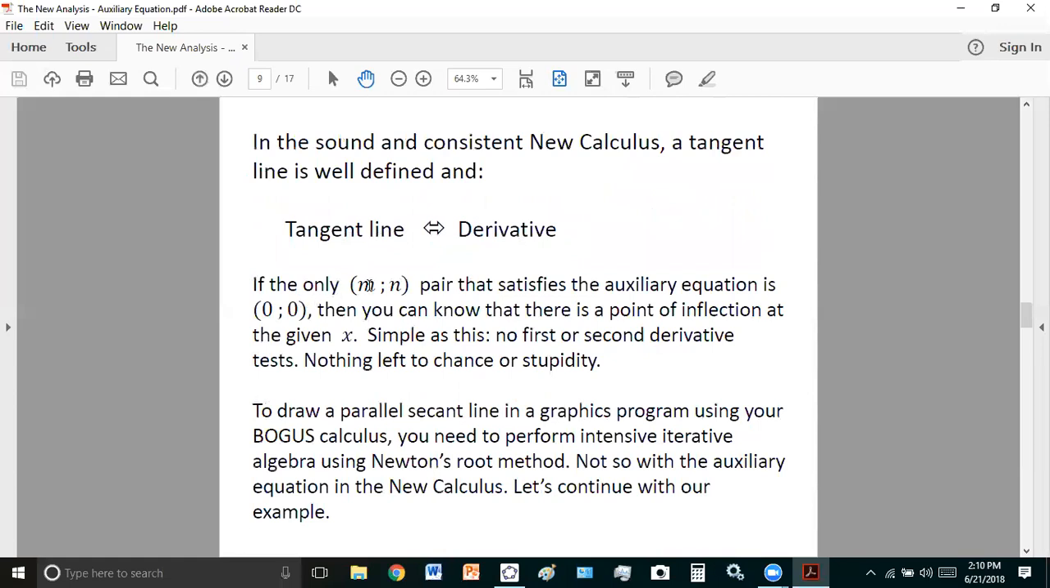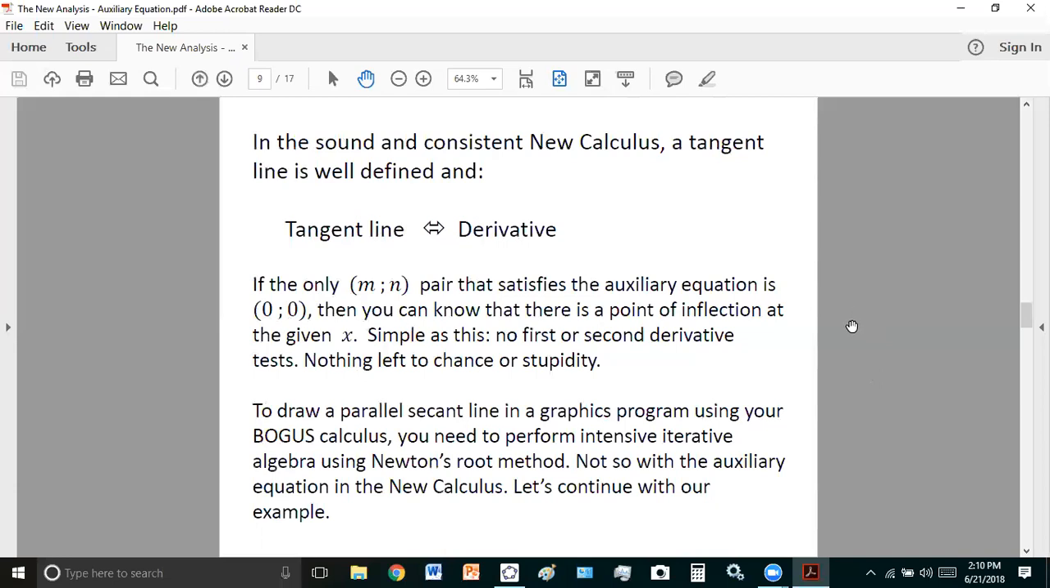If the only m, n pairs that satisfy the auxiliary equation is 0, 0, then you can know that there is a point of inflection at the given x. It's as simple as this. There's no first or second derivative tests, and nothing left to chance or stupidity, of which there is very much in mainstream academia.